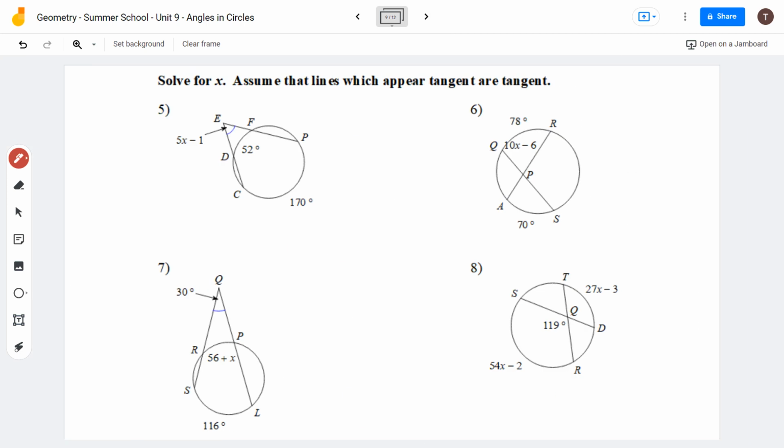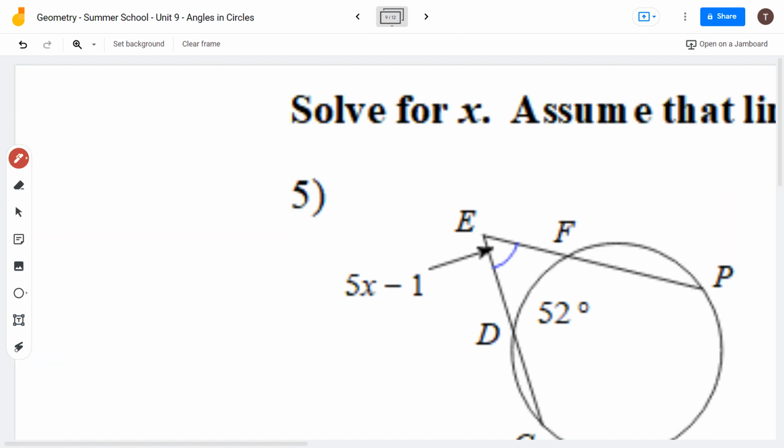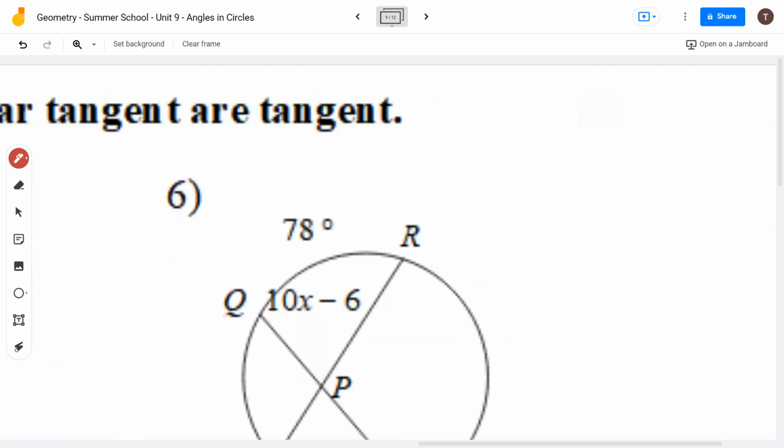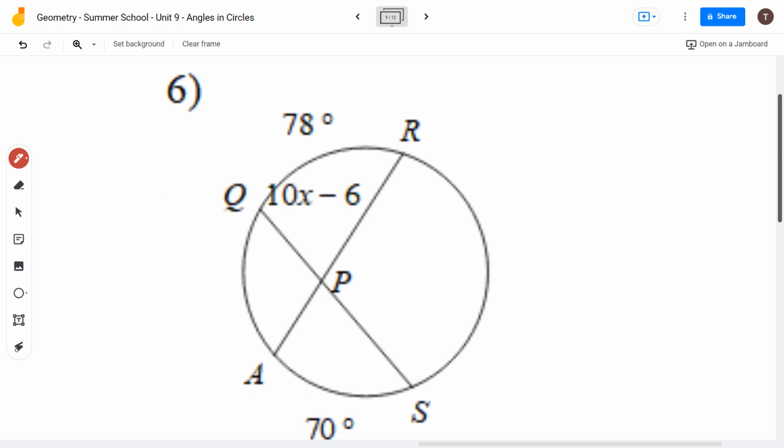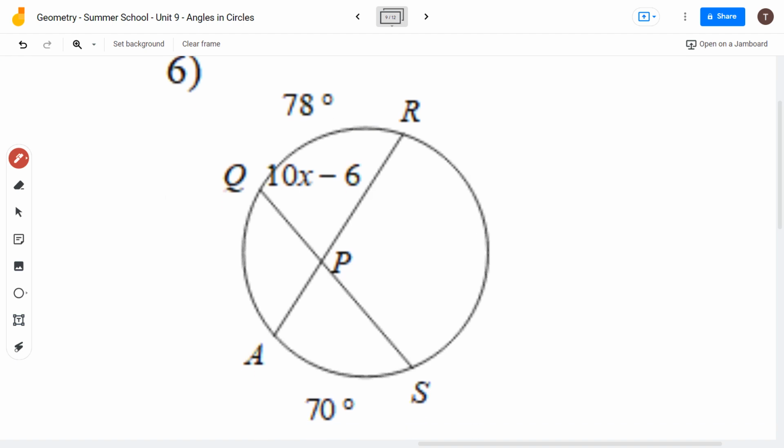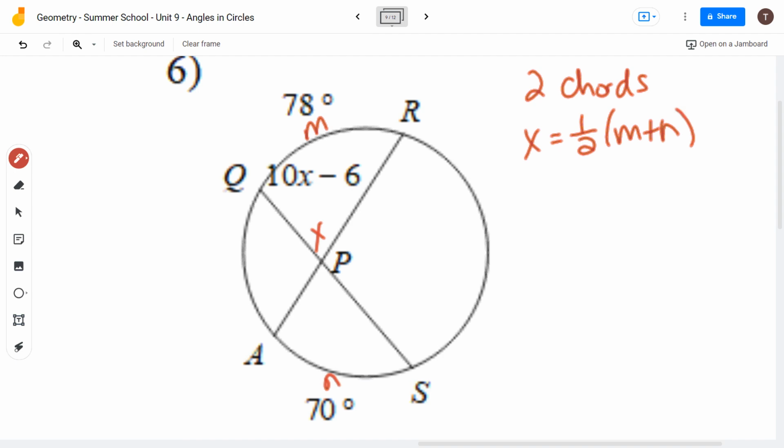All right, now we have some expressions. So let's do one with like number 6 that has 2 chords. So the 2 chord formula is the only one that's a little bit different. And it is x equals 1/2 (m plus n). Okay? So like my x is my thing in here. My m and my n in this case are kind of interchangeable. So go reference the formula if you have questions.